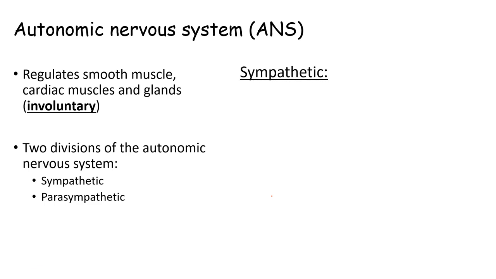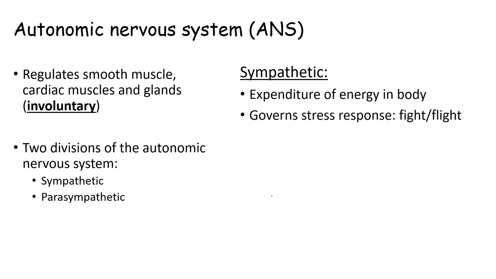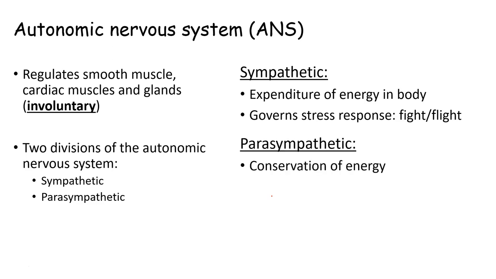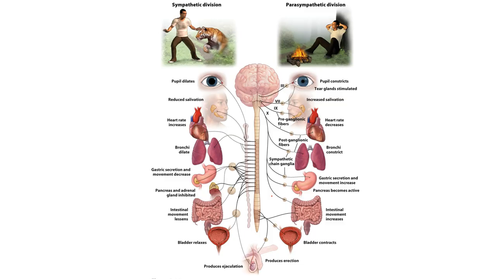do very different things. The sympathetic nervous system controls things like the stress response, so the fight or flight response that you may have heard of before. It is responsible for expending or burning off energy. The parasympathetic division works in opposition to the sympathetic nervous system. It works to conserve energy, so it governs things like homeostasis. Okay, so it brings the body back to a resting state.